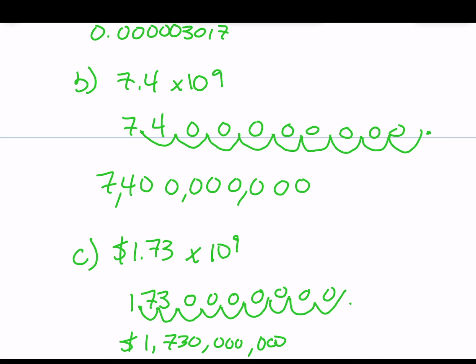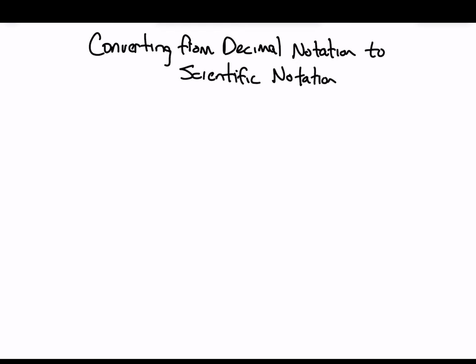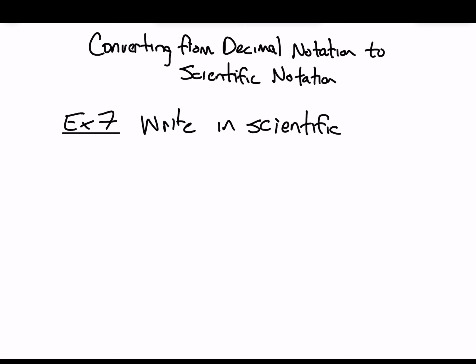Let's now move and discuss converting from decimal notation to scientific notation. Converting from decimal notation to scientific notation. Example 7. We want to write each of the following in scientific notation. We want to write the number 7,410,000,000 in scientific notation.